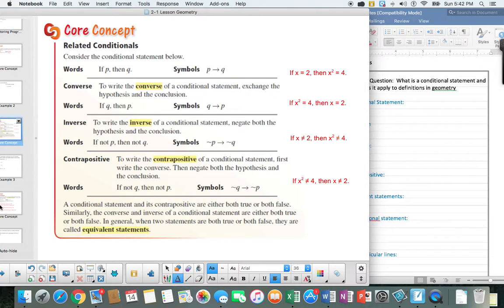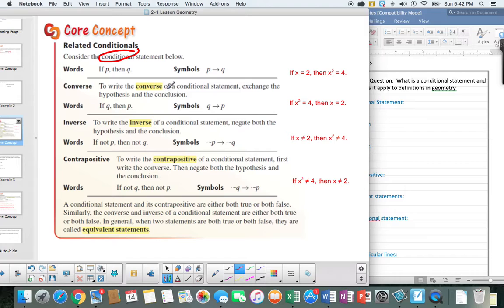Okay, there's going to be some important words in here. One of the words that we've been talking about is conditional. So conditional, and these are the words, and this is the symbol. Here's a mathematical example. If x is equal to 2, then x squared is equal to 4.